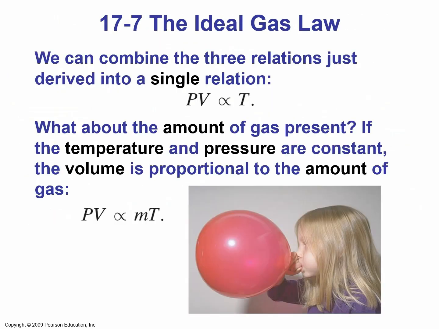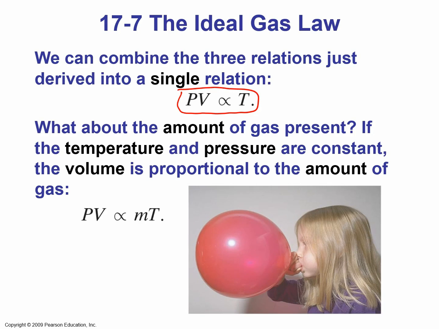Section 7, the ideal gas law. We can now combine the three relations just derived into a single relation. So we said pressure is proportional to temperature, volume is proportional to the temperature, and pressure and volume are inversely proportional. So we can put them together and say the multiplication of pressure and volume is proportional to temperature linearly.